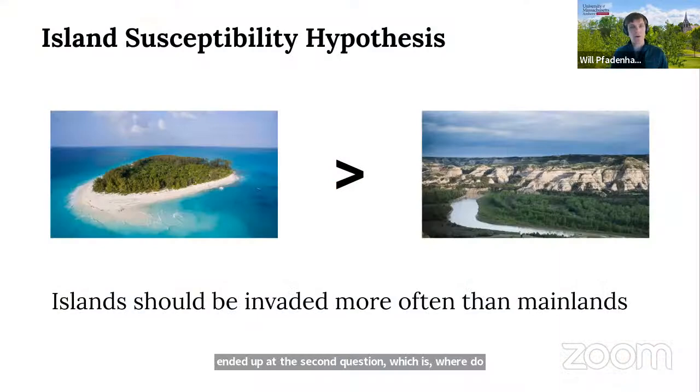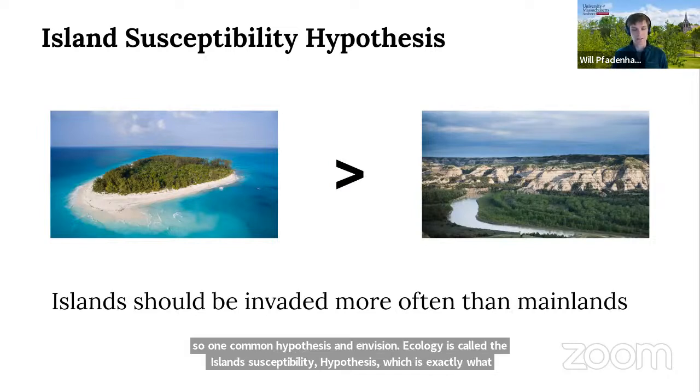So now moving away from the 10s rule, which was our hypothesis for the first half, we have two other hypotheses for this second half. One common hypothesis in invasion ecology is called the island susceptibility hypothesis, which is exactly what it sounds like. It says islands should be invaded more often than mainlands.